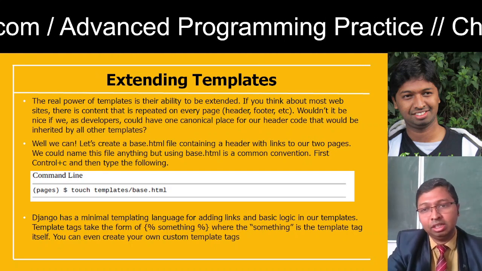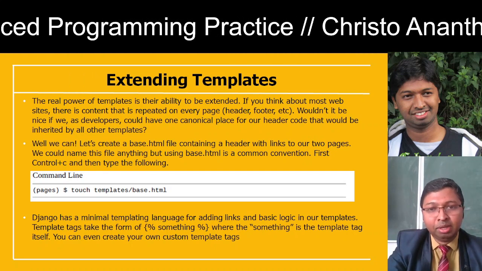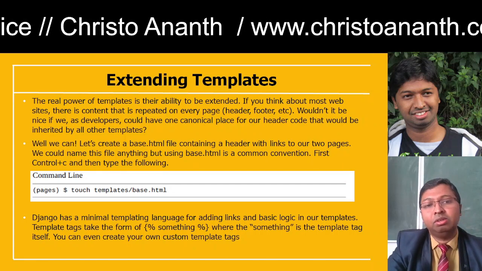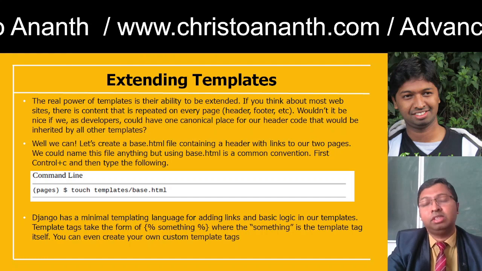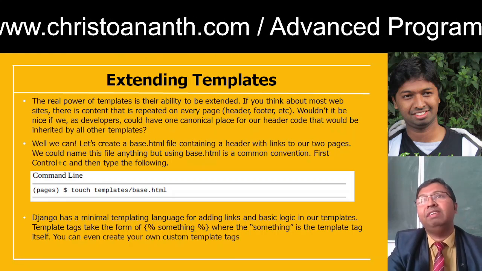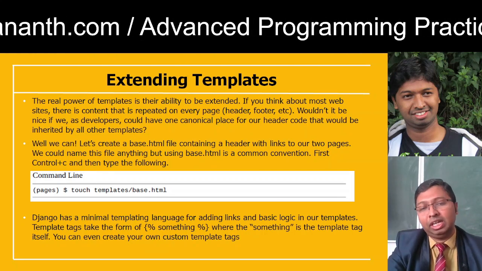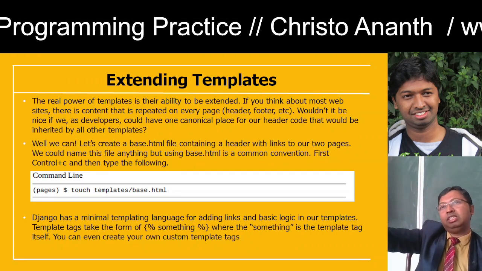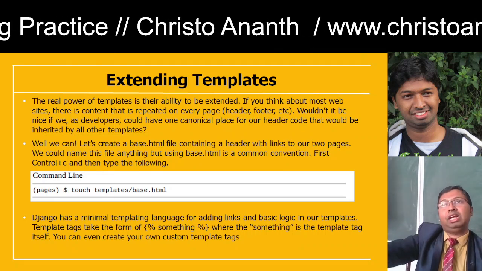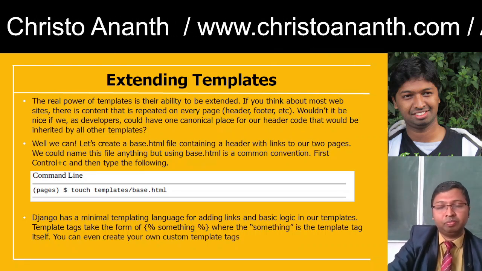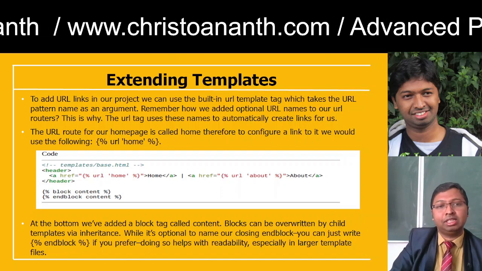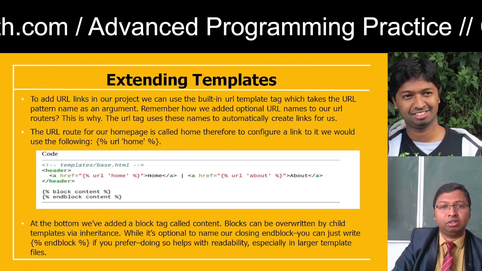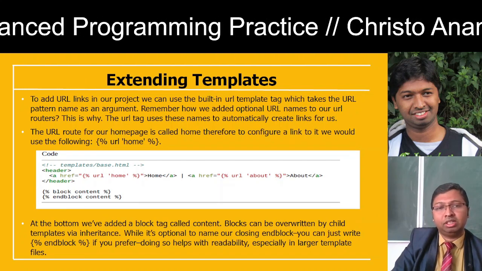You can have a header with the links to our two pages, and maybe you can name this file using this base.html. So within the pages you will have $ touch templates/base.html, and Django will be having a minimal templating language. Okay, so maybe you can have this one within the braces with percent signs something. Where something is nothing but the template tag itself. So you can have the custom template tags as well. So url you can have home, okay, and you can configure. Okay, so you will have templates/base.html.